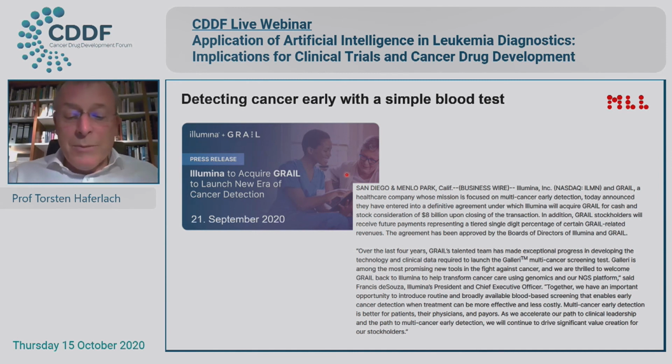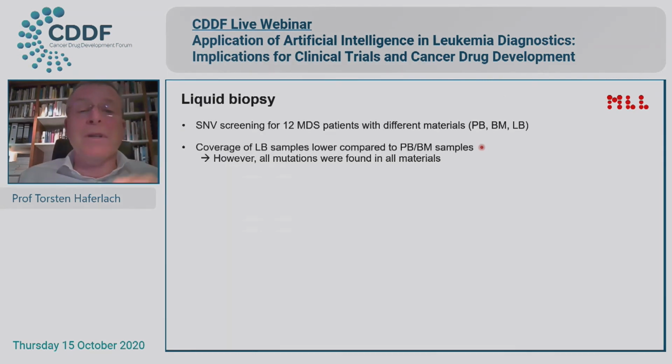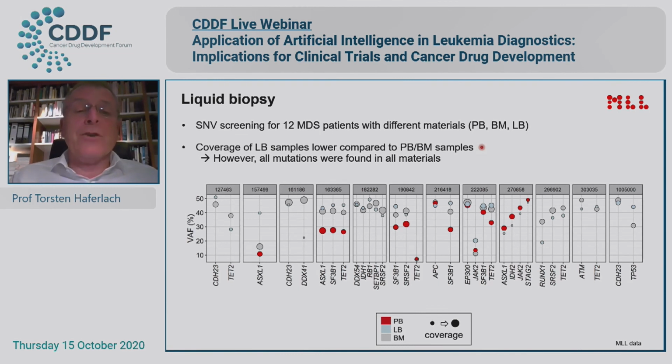Now, there are some companies and some ideas already out, and you may all have seen that Illumina acquired Grail some days ago to go for detecting cancer very early with a simple blood test with liquid biopsy. And we in the hematology field normally do not refer to liquid biopsy so far. It's more the domain of solid tumors, but I would just like to share with you some unpublished data here.